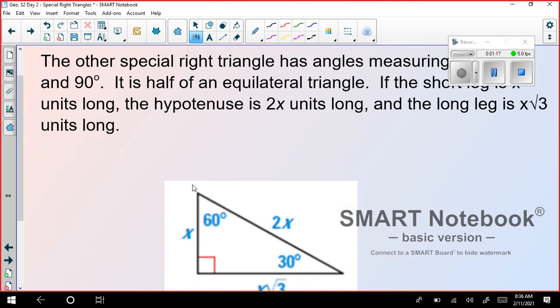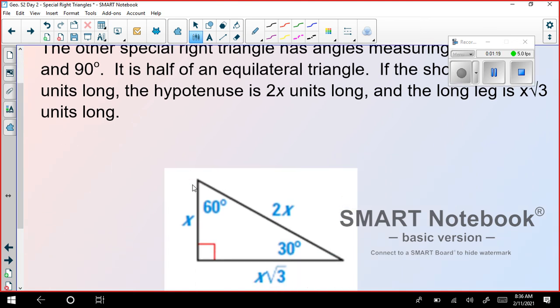This happens only when you have one leg, the smallest leg, which is going to be half of the hypotenuse. One of the legs is half the length of the hypotenuse in a right triangle. That's when you have a 30, 60, 90 triangle.